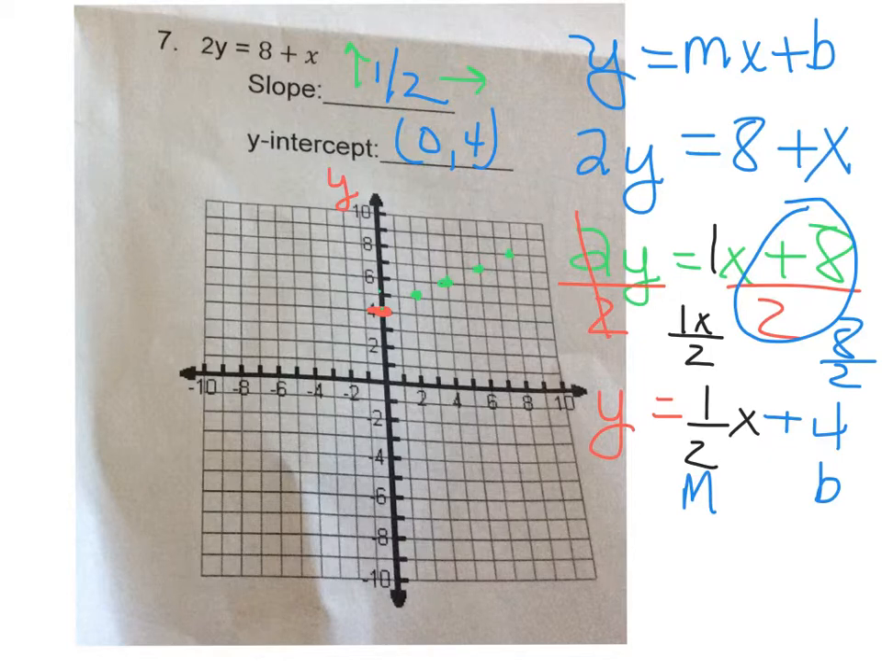I didn't even have to do the opposite, but I could have, instead of up 1, right 2, I could have gone back to the red. I could have gone down 1, left 2, down 1, left 2. You can go either way. All right, again, I'm ready to connect my points.